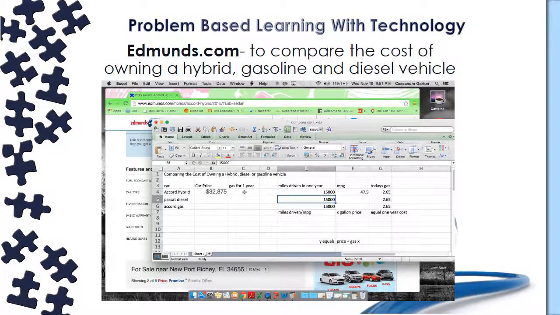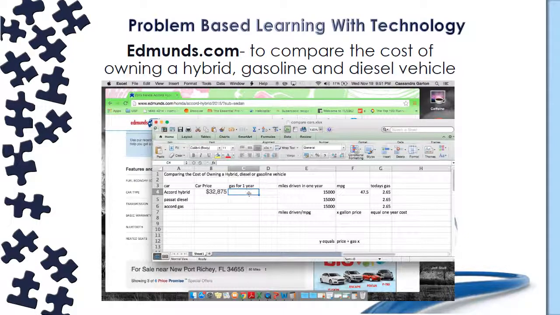Now I've come to the realization in my group that if I take miles driven and divide that by miles per gallon, and then multiply that times the price per gallon of gasoline, I'm going to get what the 1 year would cost for gasoline. I've gone on to GasBuddy.com and found the price of today's gasoline, which is $2.65.